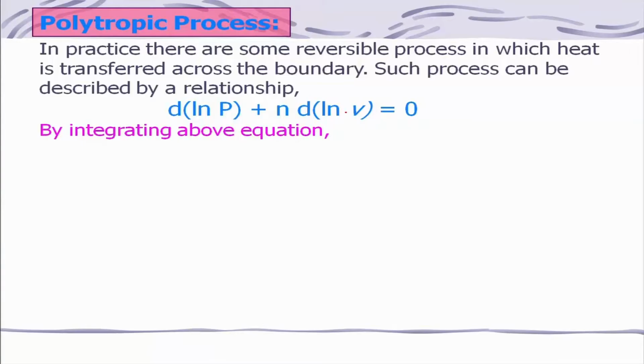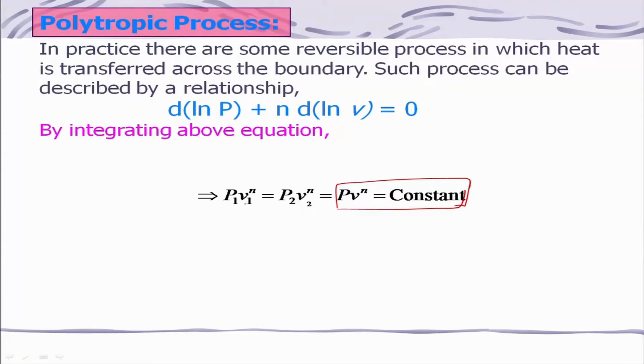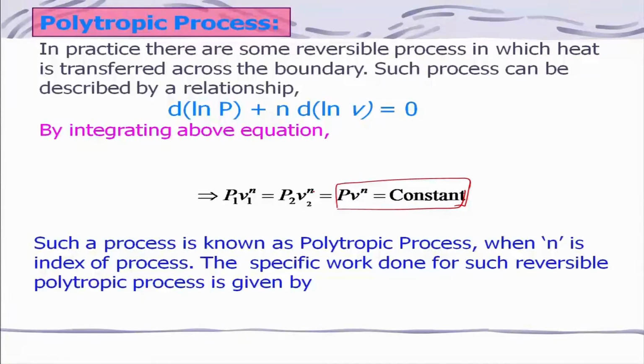If we integrate this equation, we get a relationship like p v to the n equals constant, which is p1 v1 to the n equals p2 v2 to the n, where n is the polytropic coefficient. This n is basically the index of the process, and n can take various values. Let us see, if n is equal to 0.